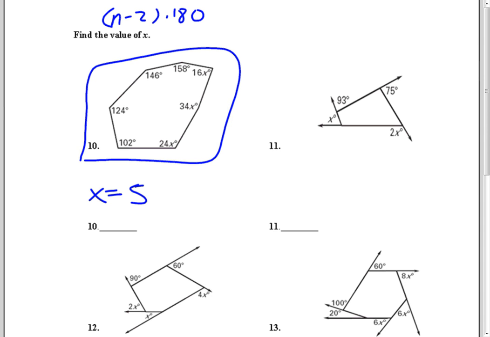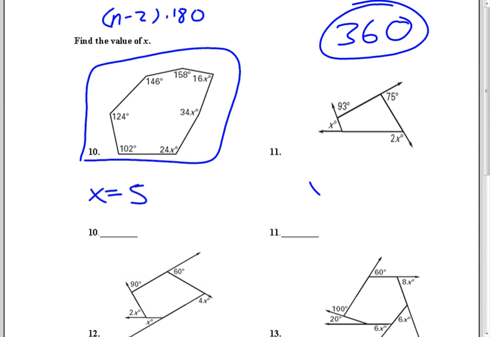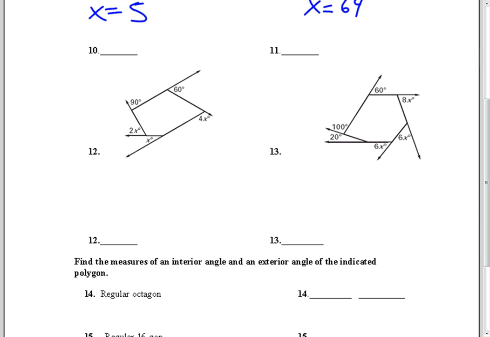Is this interior or exterior? Exterior. 360 should have been what you used for the next three problems. X turned out to be 64 for this one. X is 30 for this one. X is 9 for this one. All three of those should have totaled up to 360.